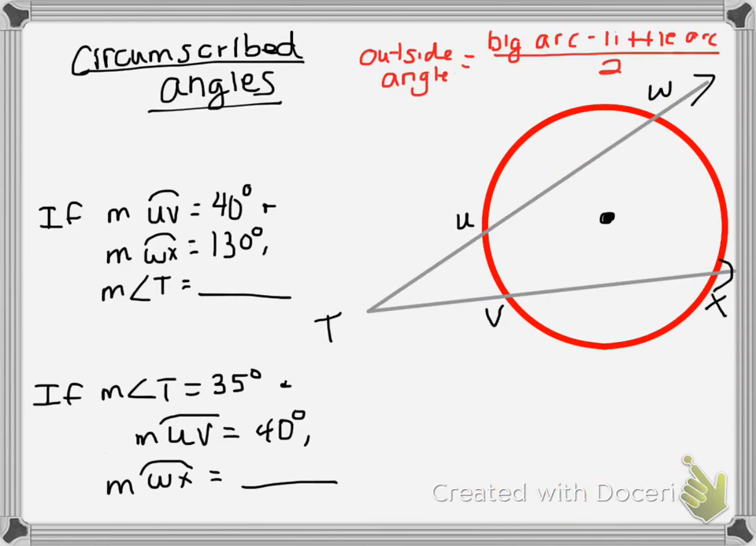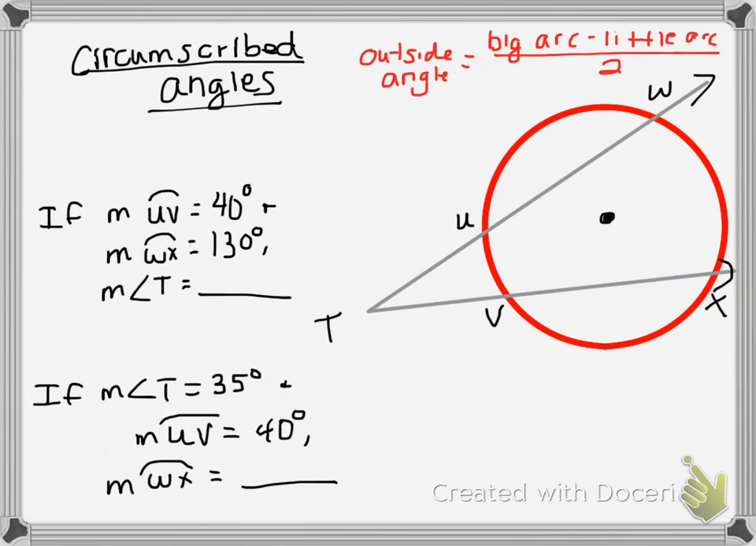Now, a circumscribed angle is an angle that is outside of the circle and that is created by either two secants or two tangents or a secant and a tangent. Those are all circumscribed angles. I'm going to call them an outside angle, just so that we have something opposite from an inside angle.